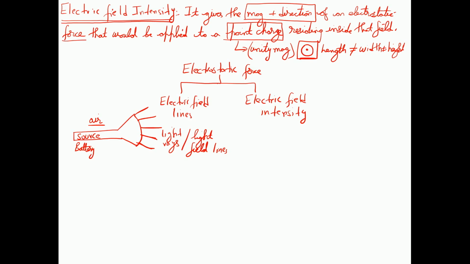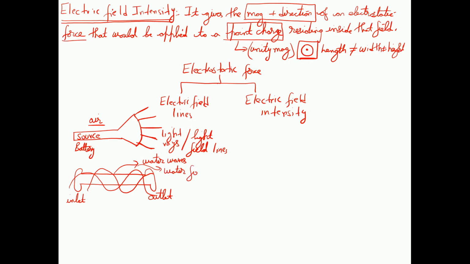Similarly, if we take the example of a water pipe, we know that one side of this water pipe is an inlet and the other side is an outlet, and the water is moving in the form of what we call water waves. So these waves can also be represented as water fields, or water field lines.